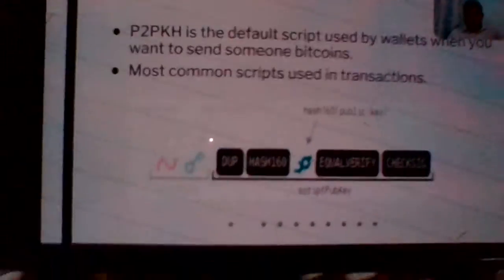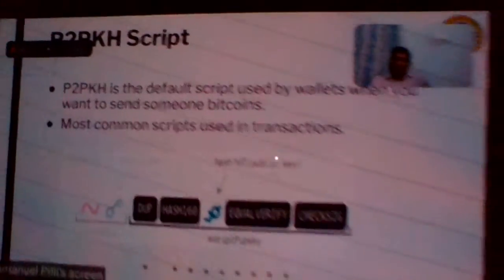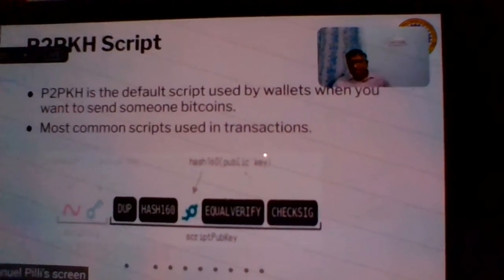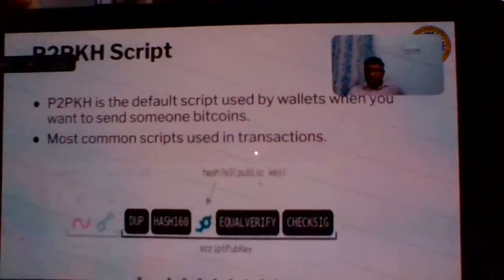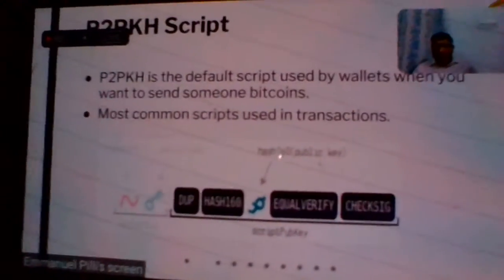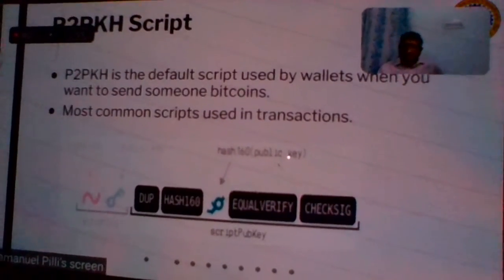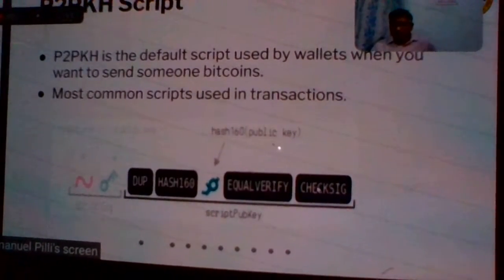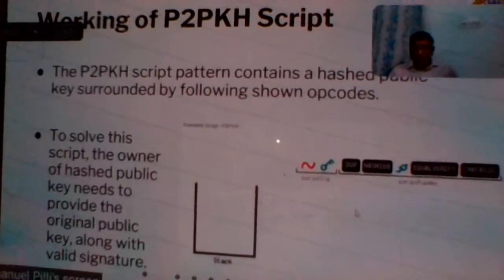P2PKH script. Okay, that is the pay to public key hash script. The pay to public key hash script is used by wallets by default when you want to send someone bitcoins. It is the most common script used in transactions. So you take a hash of the value, then you verify it, and then you sign it. So the script looks something like this.